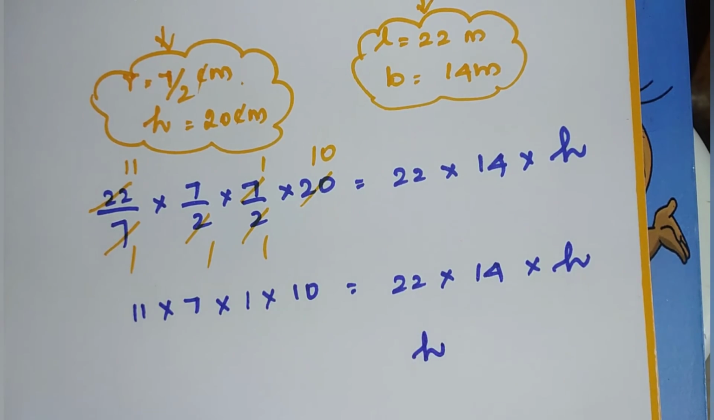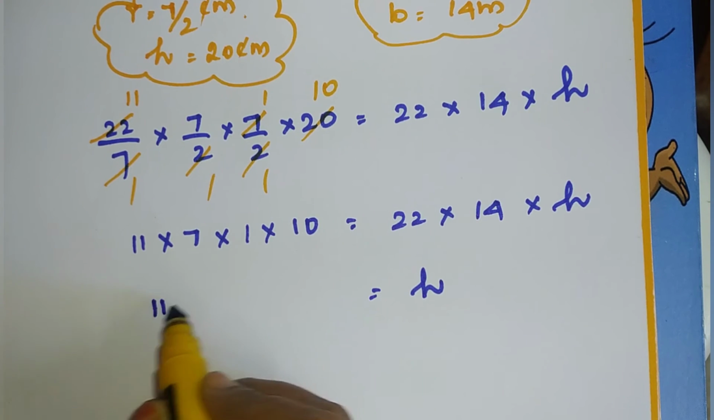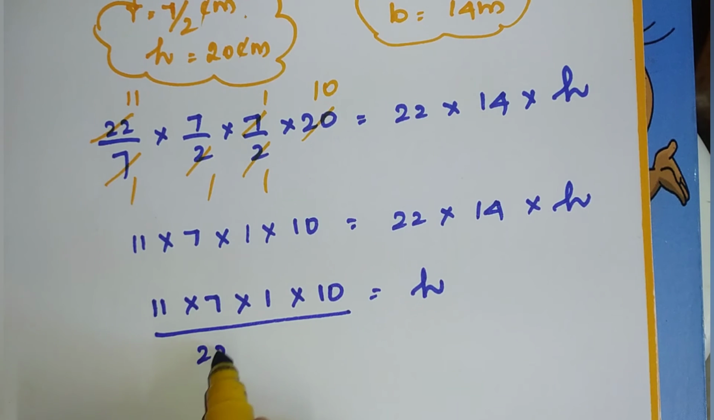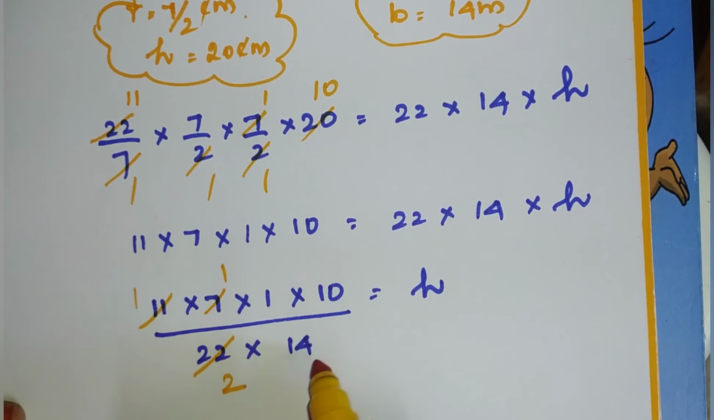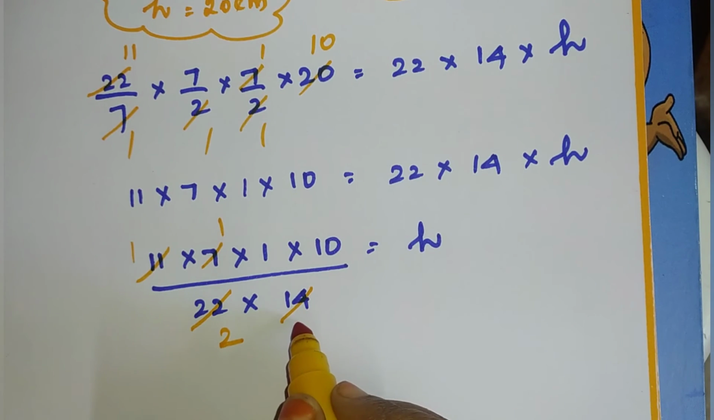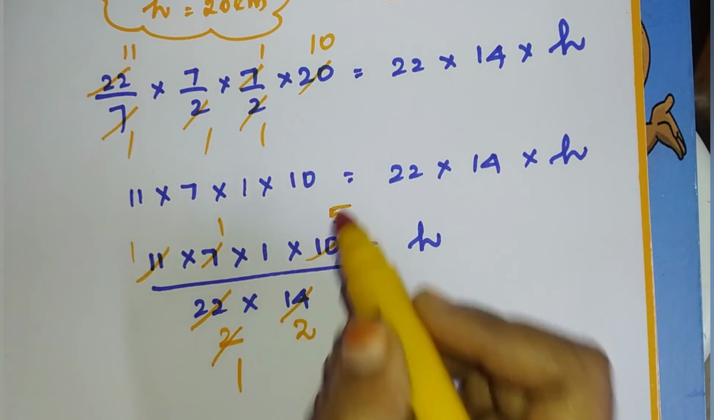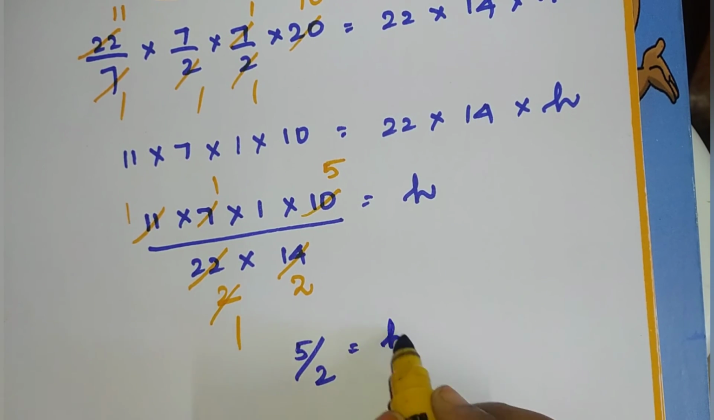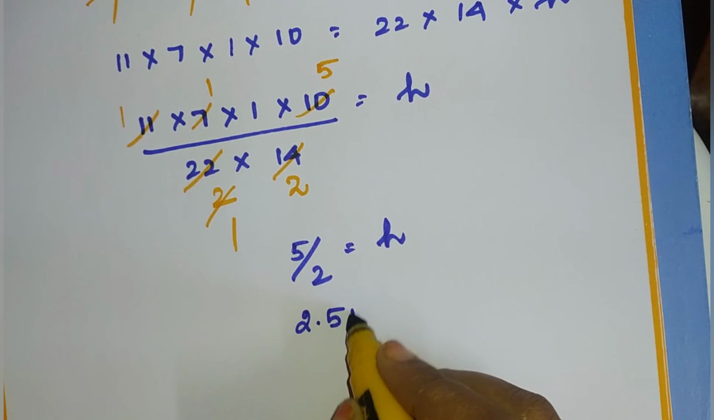So we have to find the value of h. So remaining things you have to shift to the left hand side denominator. So 11 into 7 into 1 into 10 divided by 22 into 14. 11 ones are 11, 11 twos are 22, 7 ones are 7, 7 twos are 14, and then 2 ones are 2, 2 fives are 10. Okay, so the answer is 5 by 2 is equal to h. So if we divide, you will get 2.5 meter.